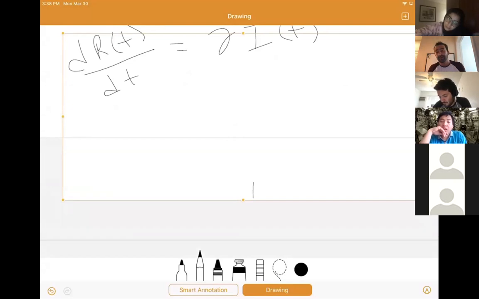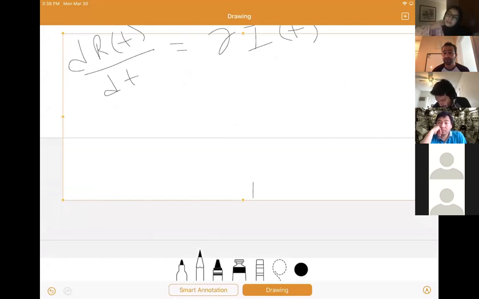Okay, anyway, so there's basically only two parameters, right? Beta is driving the number of susceptible people that are becoming infected, and gamma is driving the number of infected people that are becoming recovered. Those are the two key parameters, right?